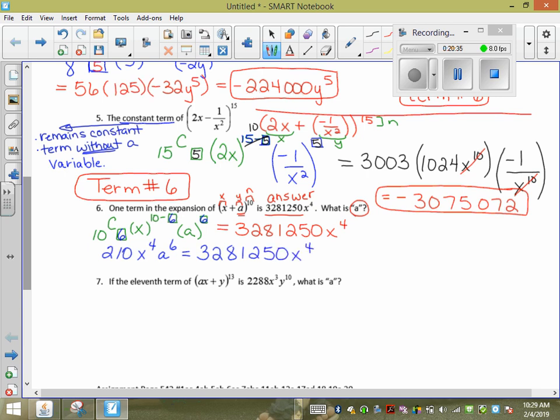And now we're literally back to solving from grade 10 and 11. I need to find out what a is. What can I do? Why can you cancel the x to the 4 on both sides? What are we doing? What operation? They're multiplying. The x to the 4 is multiplying. But how can we cancel them off? What operation are we going to do to both sides to get it to go away?